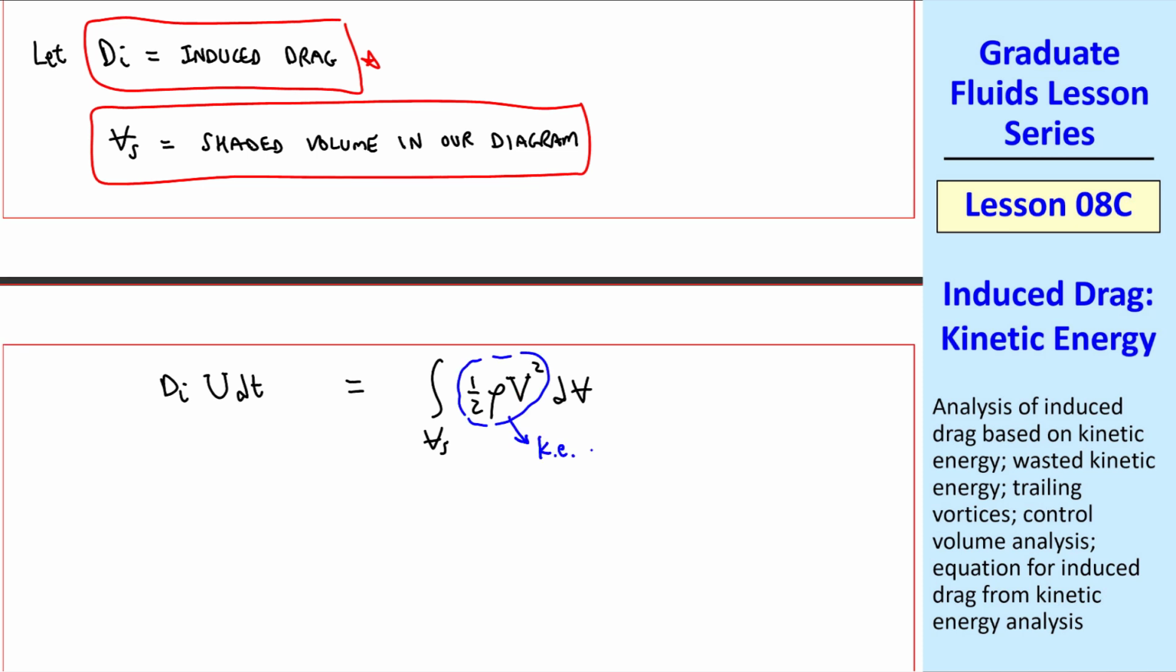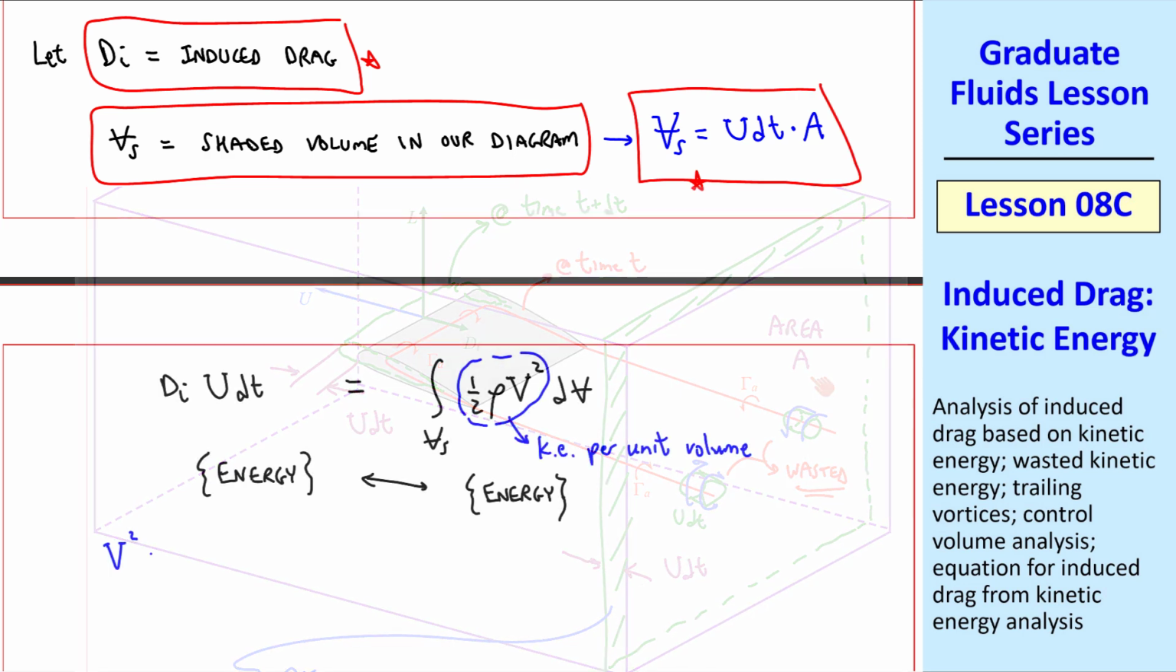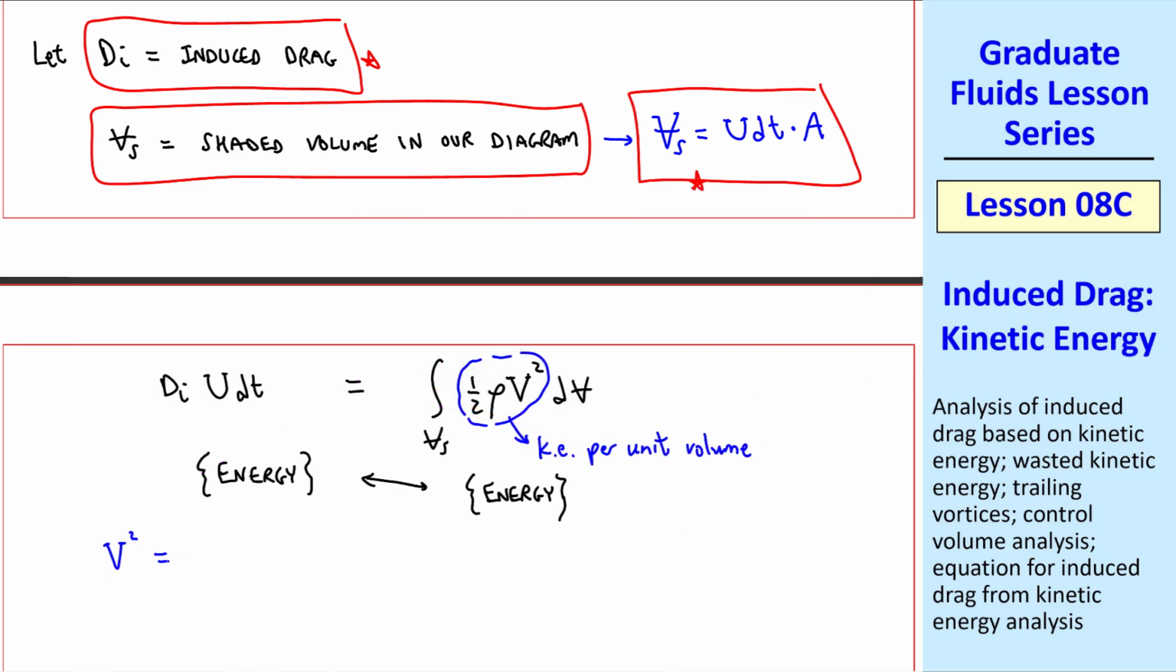This term is the kinetic energy per unit volume, and when we integrate over volume, we get dimensions of energy. Here we have a force times a distance, which also has dimensions of energy or work. So this equation is balanced dimensionally. But from our diagram, Vs is simply the thickness, u dt, times the area of the face, A. And the magnitude of the velocity squared, at any location within our shaded volume, is the sum of the three components u squared plus v squared plus w squared, but we'll neglect the velocity component in the x direction.